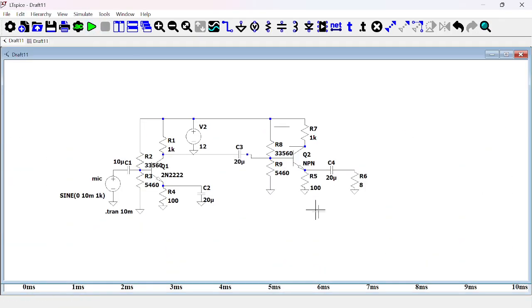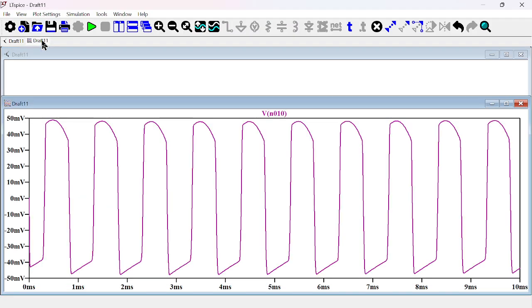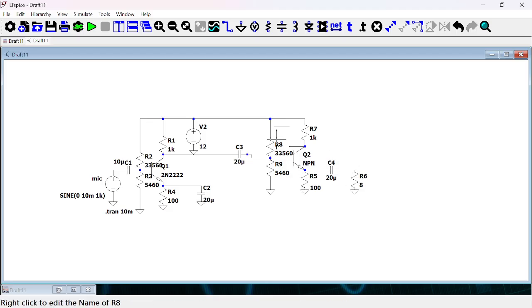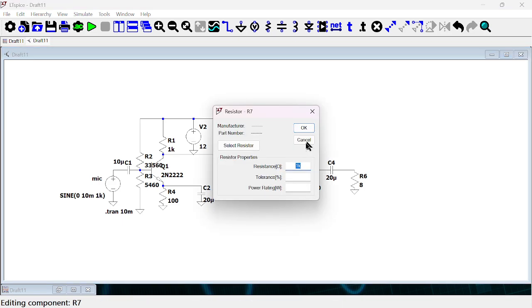So we have the 5 millivolts giving me a gain of times 5, but there are a lot of distortions, and what could be the reason? 500.